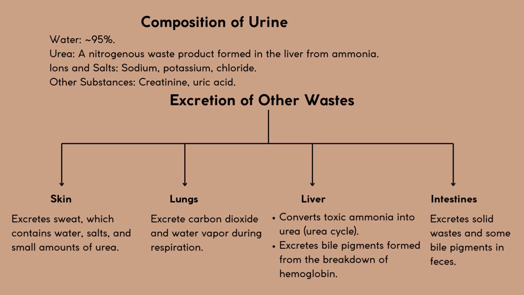Excretion of other wastes: skin excretes sweat, which contains water, salts, and small amounts of urea. Lungs excrete carbon dioxide and water vapor during respiration. Liver converts toxic ammonia into urea. Urea cycle. Excretes bile pigments formed from the breakdown of hemoglobin. Intestines excrete solid wastes and some bile pigments in feces.